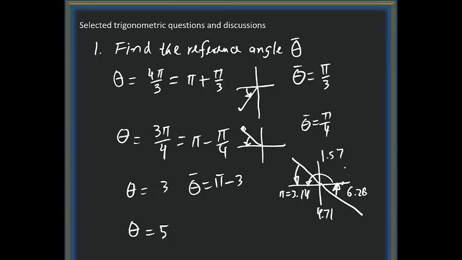So that reference angle is actually now 2 pi minus 5. So that one I'm getting. The whole is 2 pi, and then you subtract 5. So again 2 pi minus 5. That's my reference angle, and it is in quadrant 4.